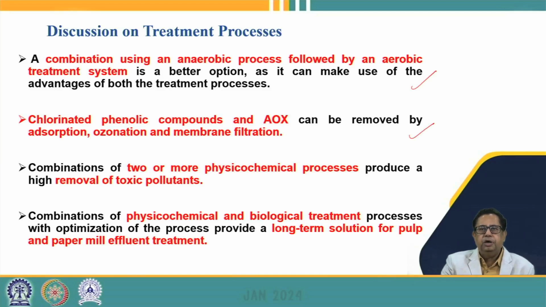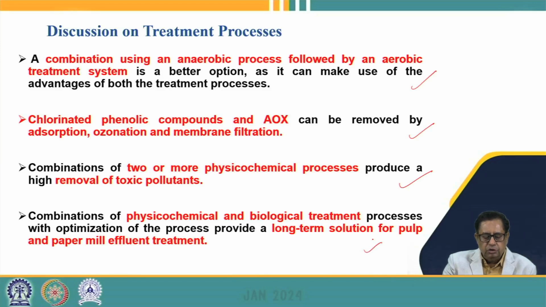Similarly, when we talk of the chlorinated phenolic compounds or adsorbable organic halides, these can be removed by the adsorption process, by the ozonation process, or by the membrane filtration process. Suppose we find that by using the aerobic process and anaerobic process we are not able to remove these compounds. In that case, we can go further for processes like adsorption, ozonation and membrane filtration. Two or more physicochemical processes can also be combined when we see that the toxic pollutants are not removed from the wastewater which is generated from the pulp and paper mills.